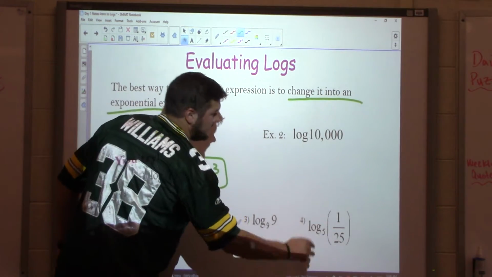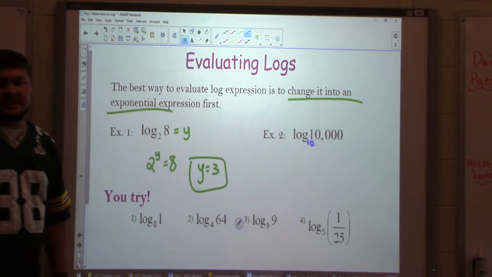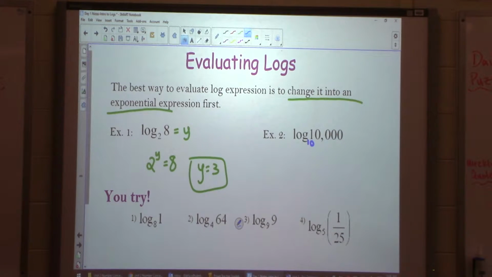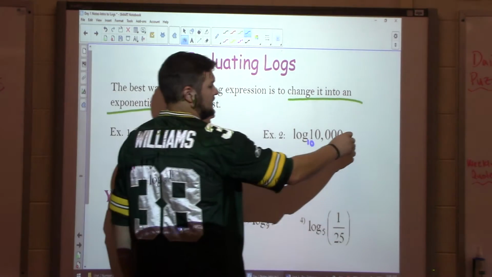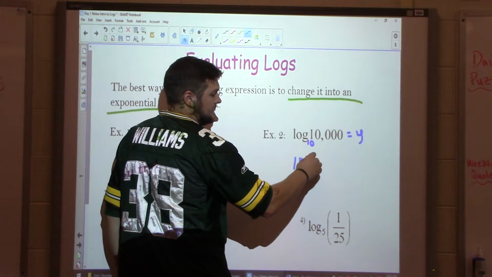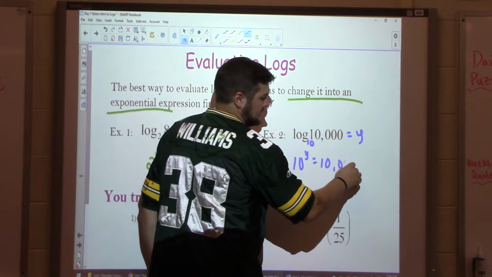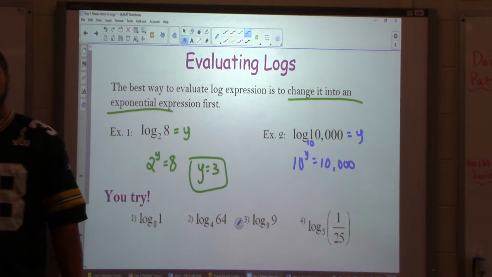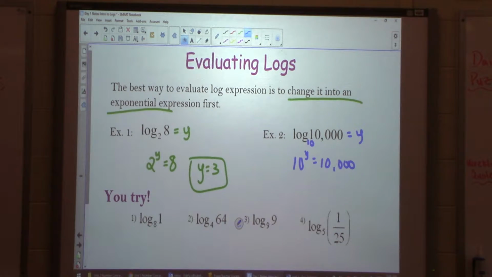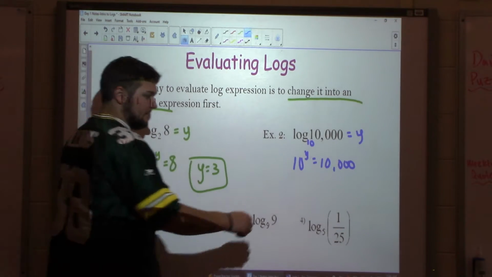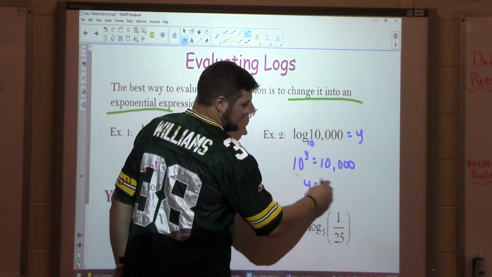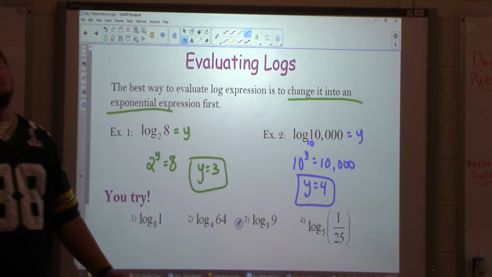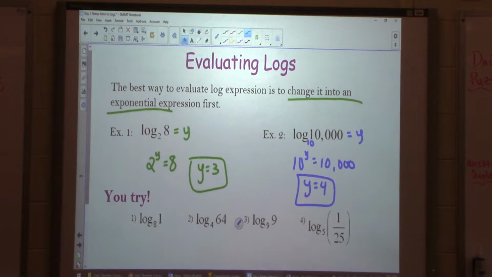The next one. Log base 10 of 10,000. Change it to an exponential first. I'm going to let it equal y. We get 10 to the y power equals 10,000. Well, 10 to what power equals 10,000? Not 1,000. 10 times 10 is 100, times 10 is 1,000, times 10 is 10,000. So we should get 4. Y equals 4. Right, so change it to exponential first, then try and solve it.